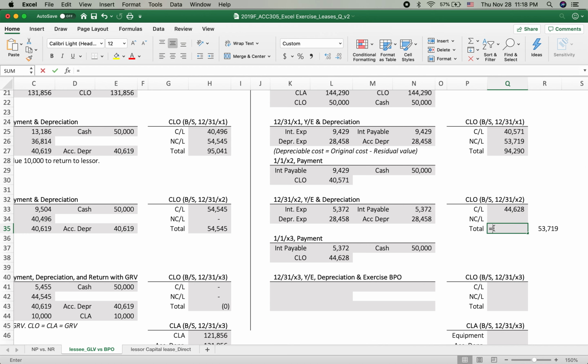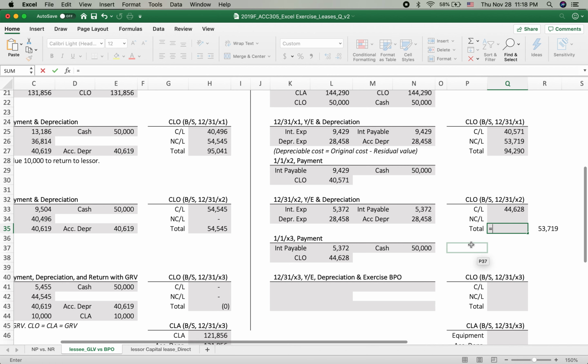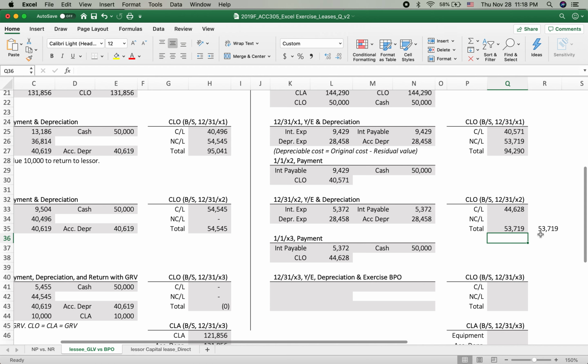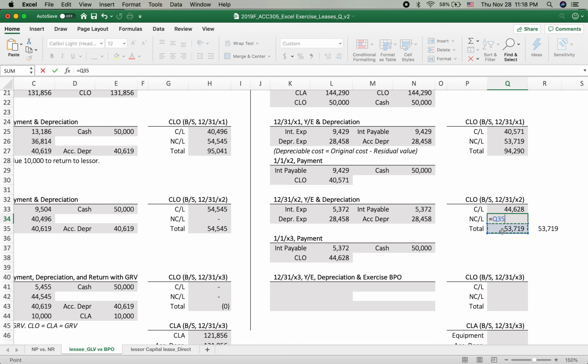And then the total amount of capital lease obligation at the end of December 31st, year 2, how much is it now? Right, we have had this and minus this amount, and then we come up with this. Oh, somebody already wrote it down there. And then the non-current portion is 9,091, right?